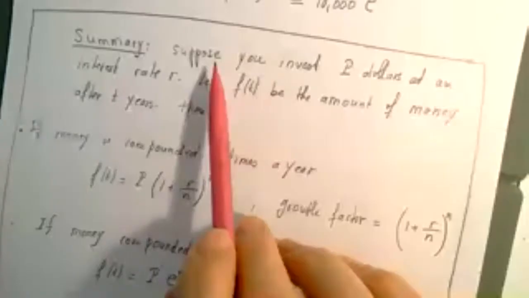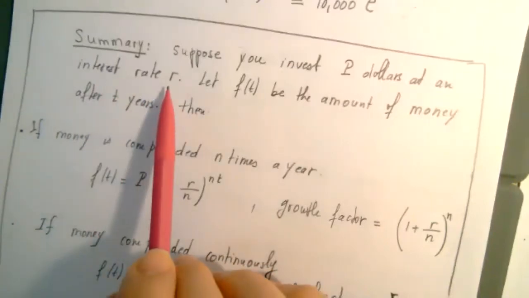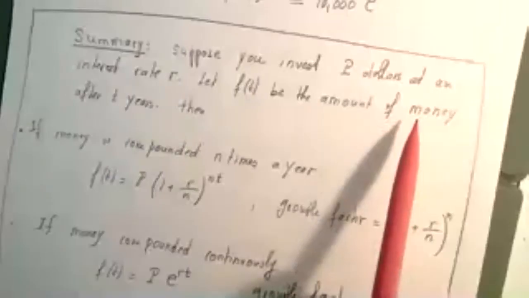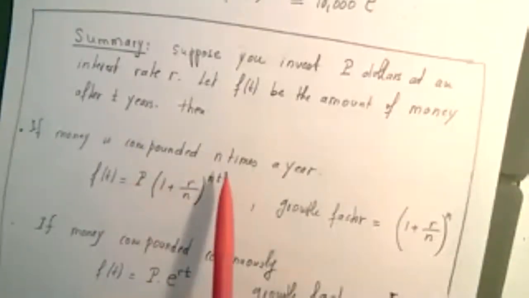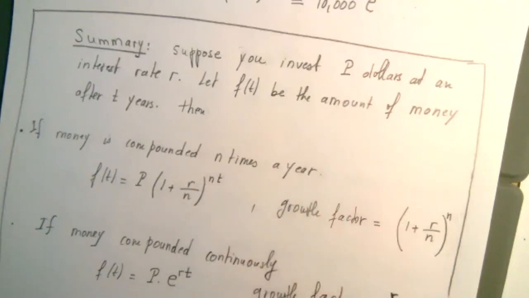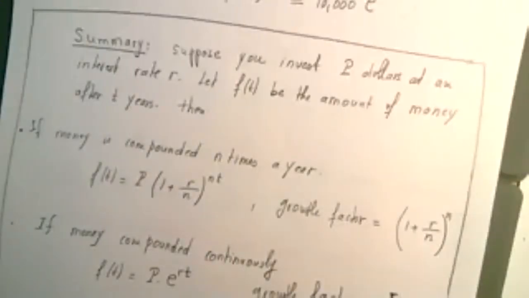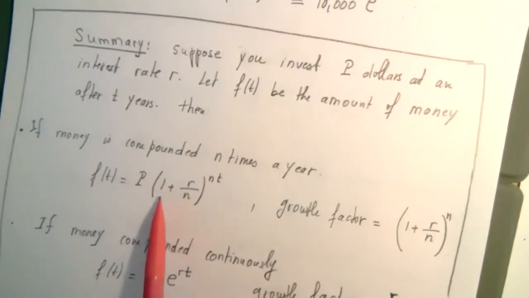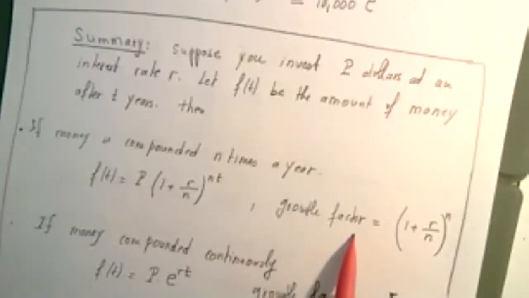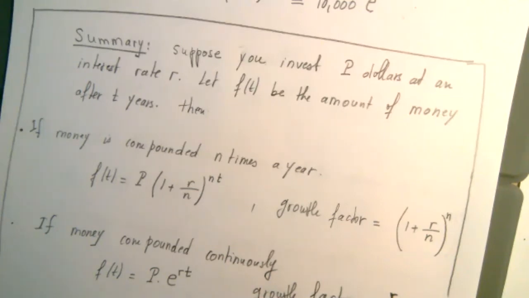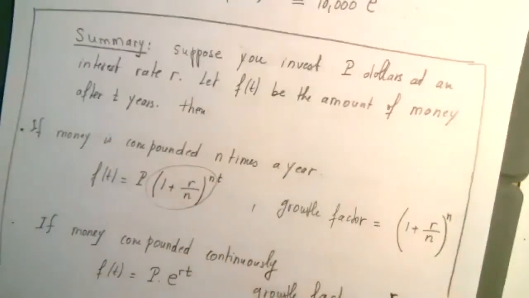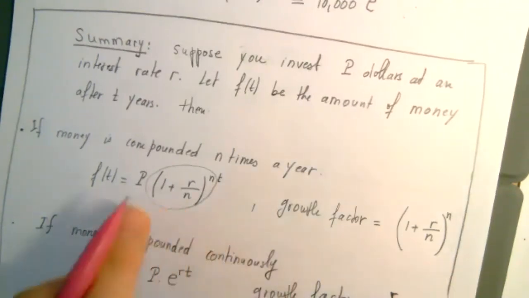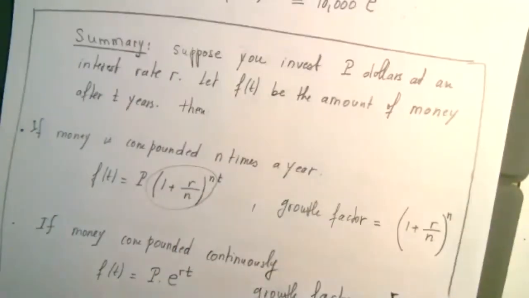So, summary. Suppose you invest P dollars at an interest rate R, and F of T is the amount of money after T years. Then, if the money is compounded N times a year, 12 times, 365 times, then the formula is what you've seen before. And the growth factor, it means by what number it's multiplied every unit of time, is this piece right there. That's the growth factor. You can memorize the formula, or you can understand how we can derive it.